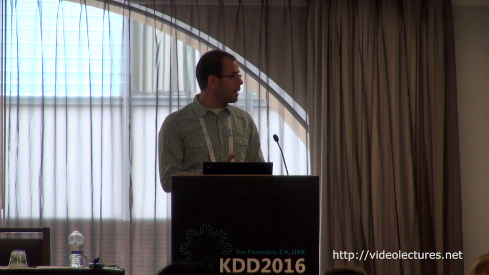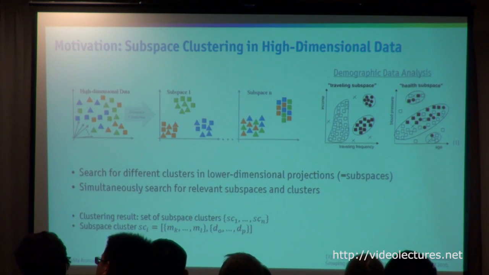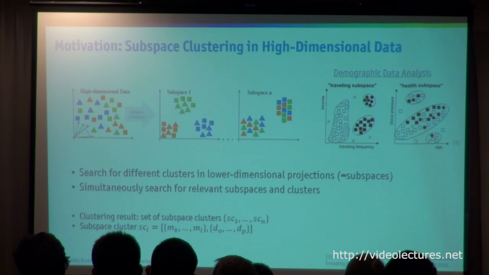We see a more realistic example on the right side where we have demographic data and we want to cluster it, and we see that we get two completely different clusters. If we cluster our data based on income and traveling frequency, we have the same objects in a completely different result than if we analyze it based on age and blood pressure, for example. So it's very simple to see that there are a lot of different possibilities to cluster the data.